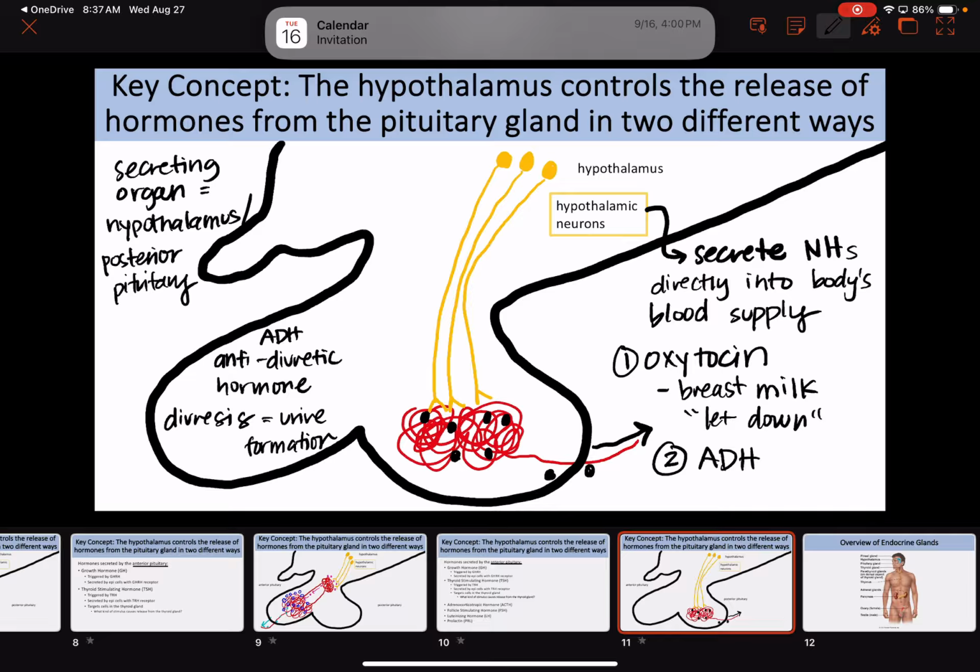Are the two neurohormones stored in the posterior pituitary? Yeah, until they're ready to be released. She asked if these two neurohormones were stored in the posterior pituitary, and yes, they're stored there until they're triggered to be released. Okay.